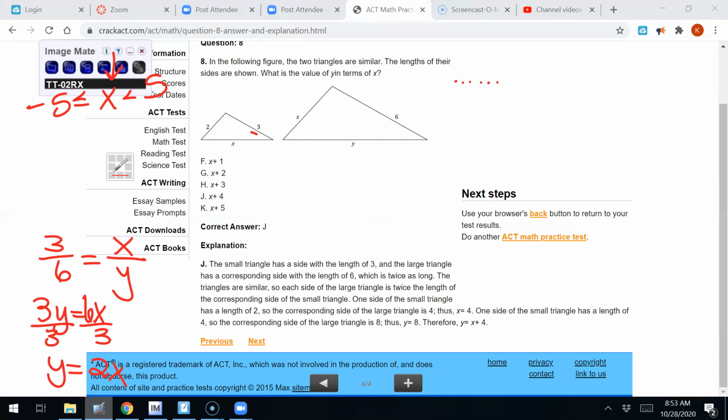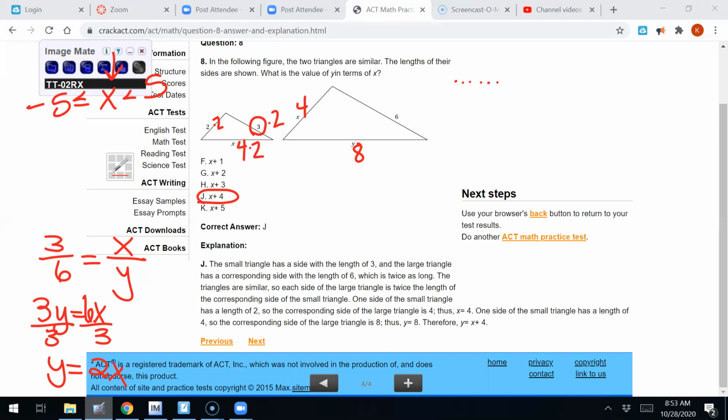So this is what we did here. 3 times 2 gives us 6. This one, 2 times 2 will give us 4. So that means that x equals 4. This is also x, so it is 4. 4 times 2 is 8. So y equals 8, but they want you to write that in terms of x. So we're saying x plus 4 because 4 plus 4 gives you 8.